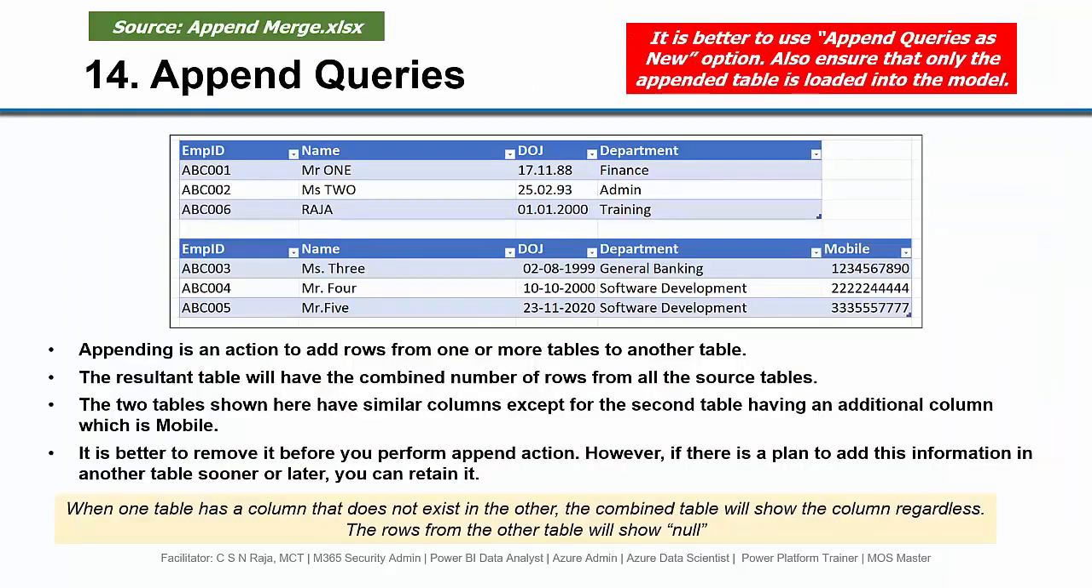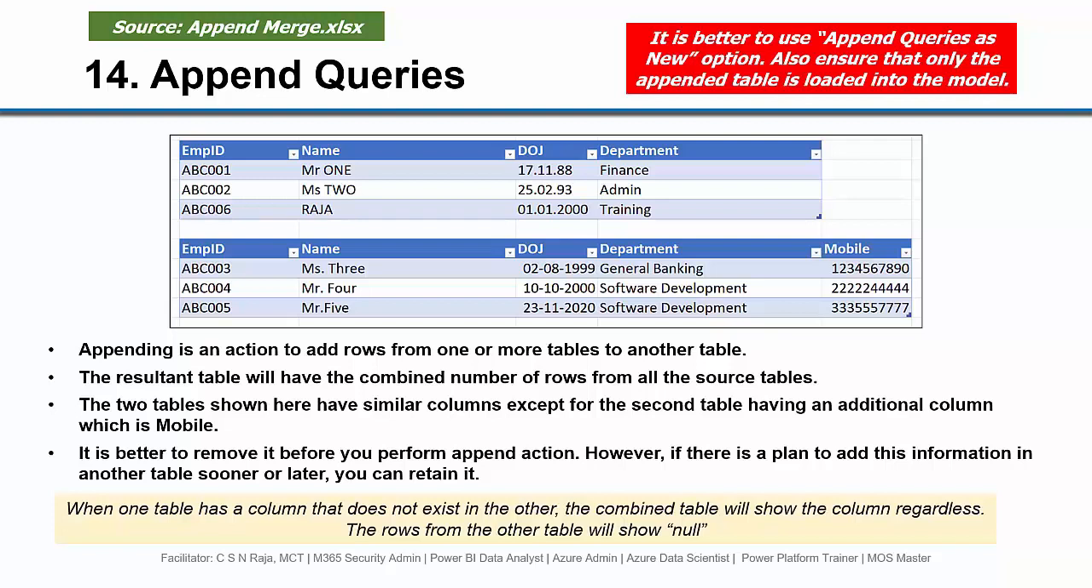What next, Raja? We need to learn about append queries. Appending is an action to add rows from one or more tables to another table. The resultant table will have the combined number of rows from all the source tables. The 2 tables shown here have similar columns, except for the second table having an additional column, which is mobile number. It is better to remove it before you perform the append action.